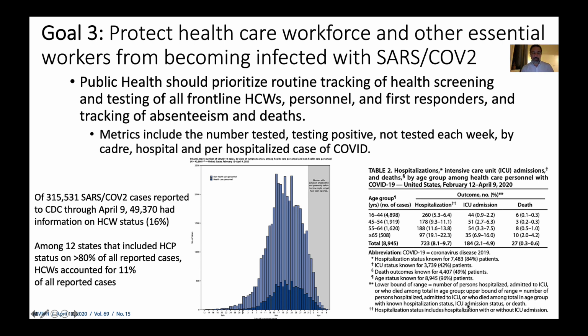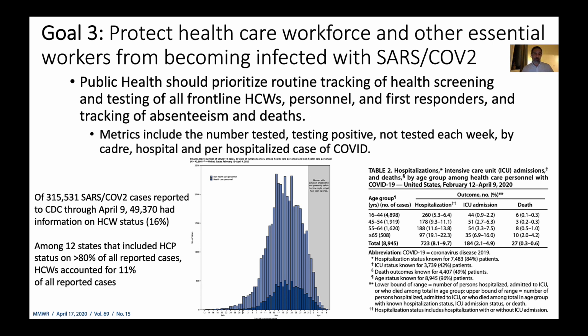and I include here some data from an MMWR that looked at what was going on with SARS-CoV-2 case surveillance more broadly around the US, that found that of the 315,000 cases reported to the CDC through April 9th, about 16% had some information on healthcare worker status. And of those, they looked at the case reports, and about 11% of them were among healthcare workers.